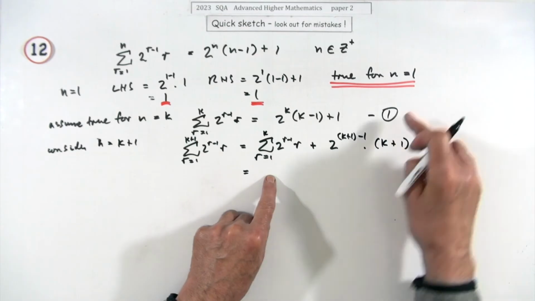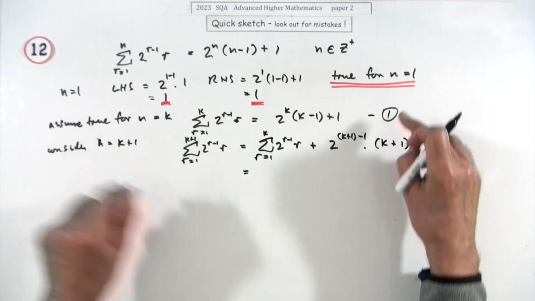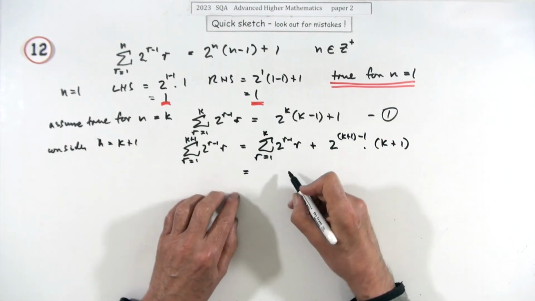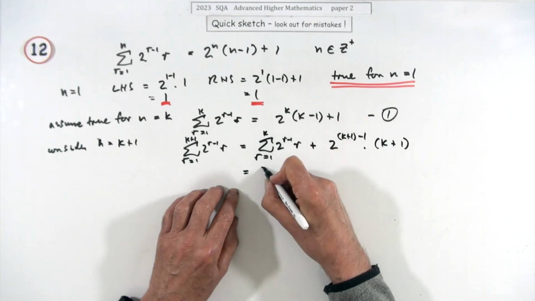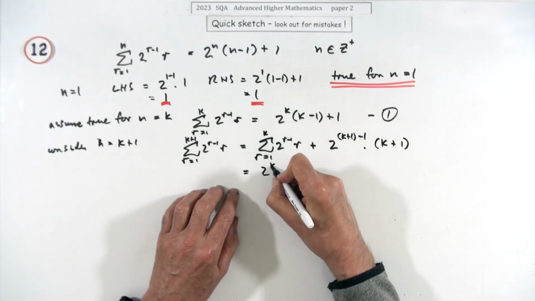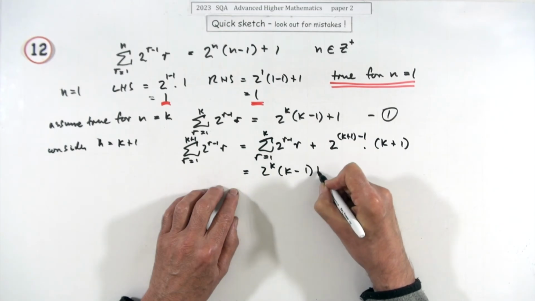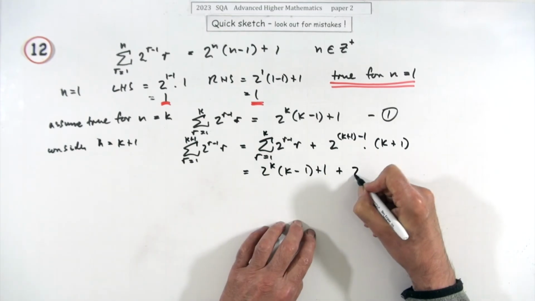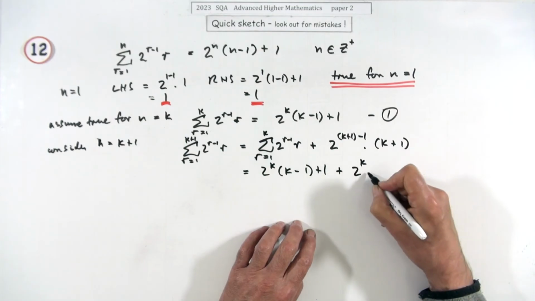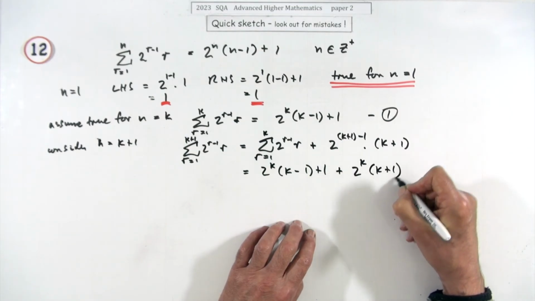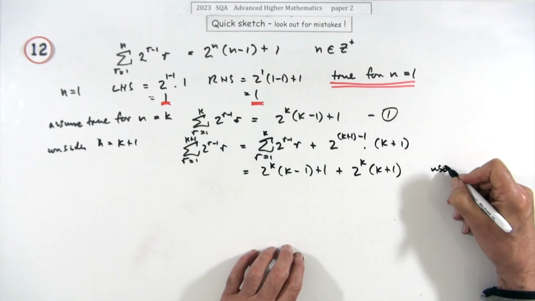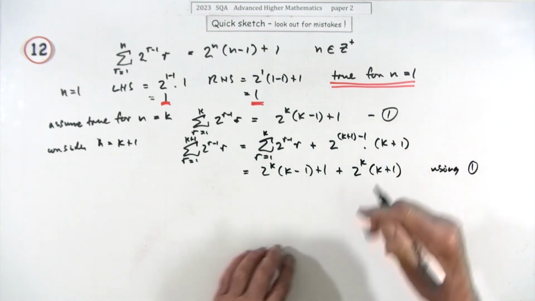But this bit is, now I'm going to call in this if bit. So for this part here, we're going to call in the assumption and say this part comes to 2 to the k times k minus 1 plus 1. And that's just k then, isn't it? Times k plus 1. That was using the inductive hypothesis, calling it in.